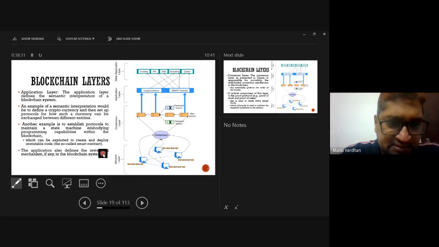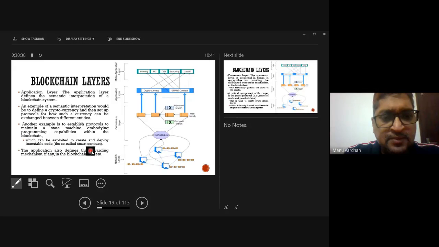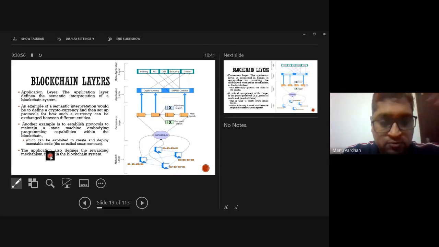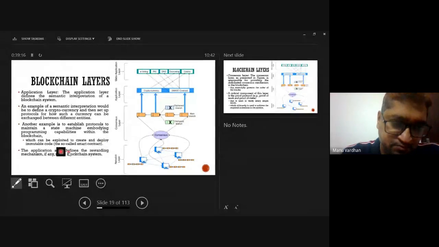This application layer also defines the rewarding mechanism, if any, in the blockchain system. By rewarding mechanism, we mean some kind of incentives, because blockchain is an open system. Any user can start participating in the blockchain. They can start acting as a miner, and they can start mining the nodes. Until and unless there is some kind of motivation for us, why would we show interest in something? The rewarding mechanism is a kind of motivation for the users, so that they can take part in the blockchain, they can become a miner, and it ensures the smooth functioning of that blockchain.